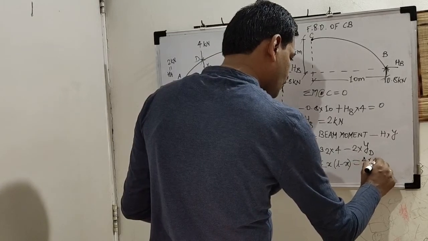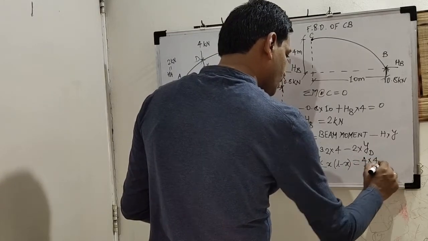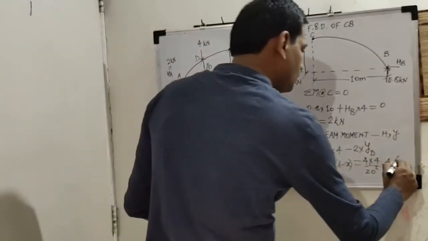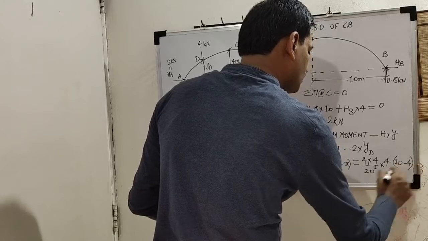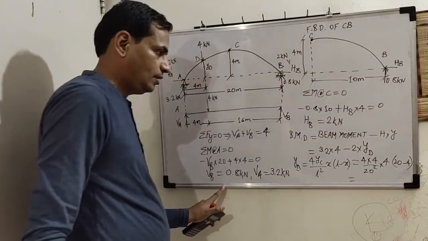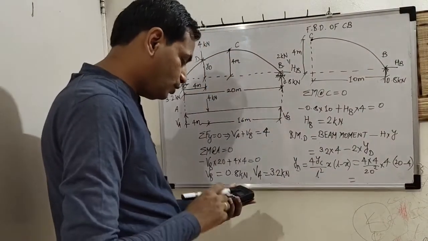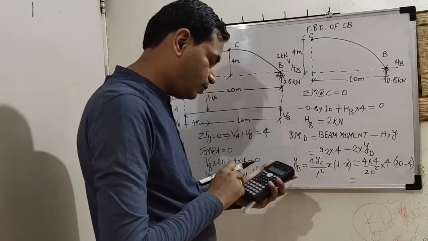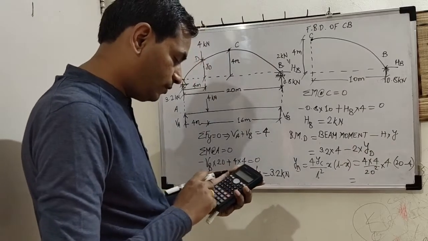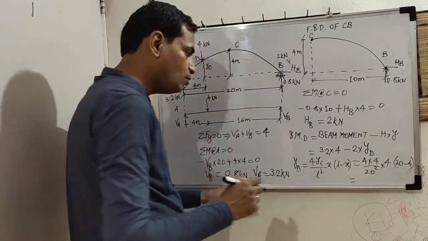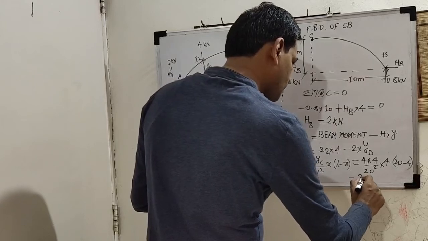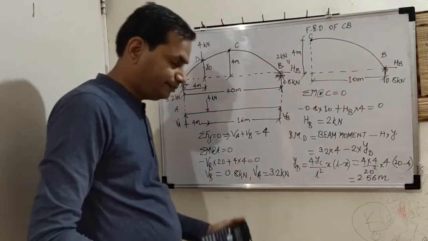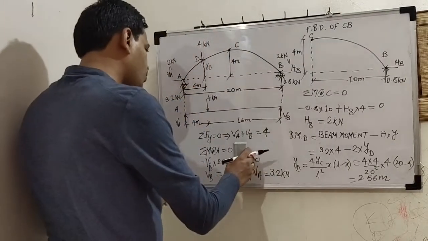So 4 into 4 upon 20 square into x is 4 into 20 minus 4. So it is 4 into 4 into 4 into 16 upon 20 square, 2.56 meter. Correct? 2.56 meter. So the bending moment at D.